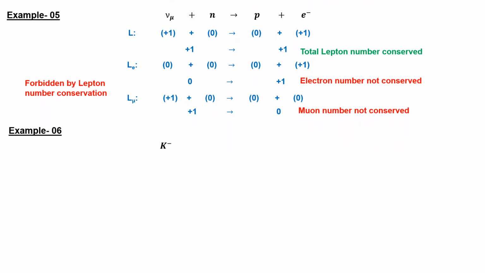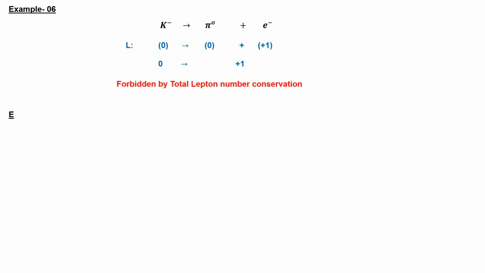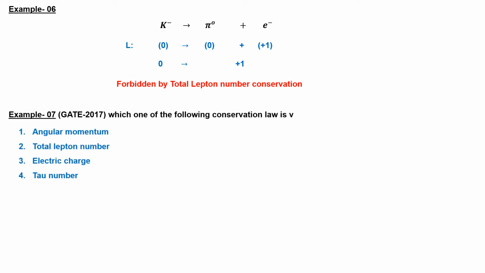Kaon is decaying into pion and electron. In this reaction, electron is a lepton particle, while kaon and pion are non-leptonic particles. Since total lepton number is not conserved, this reaction is a violation of total lepton number conservation. In GATE 2017, it was asked which one of the following conservation laws is violated in this decay.